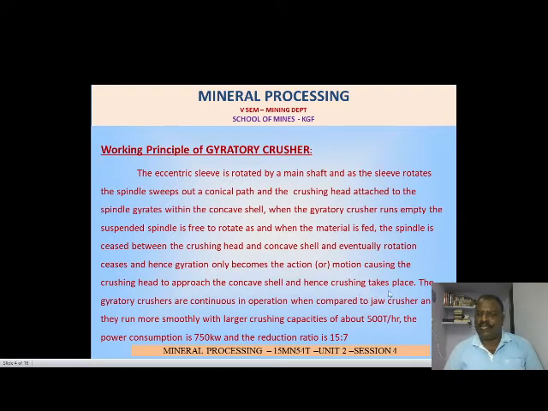the crushing takes place. Gyratory crushers are continuous in operation when compared to jaw crushers, and they run more smoothly with larger crushing capacity, about 500 TPH, tons per hour. The power consumption is around 750 kilowatts and the reduction ratio is 15:7.